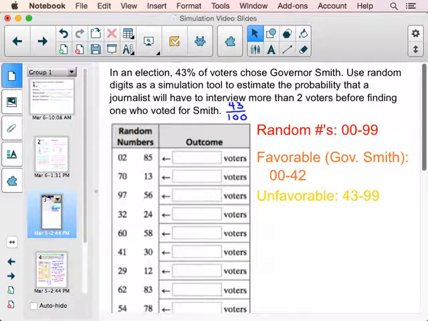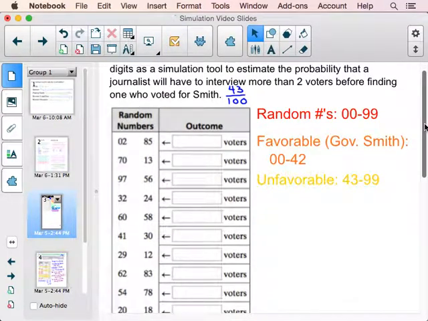Then we need to think about how we would set up a trial in this case. So if we look at the question, they want to know the probability that a journalist would have to interview more than 2 voters before finding one that voted for Smith. So we have to set up what our trial would be. You want to think about what you could possibly get to know how many times we're going to have to pick a random number to represent each of these situations.